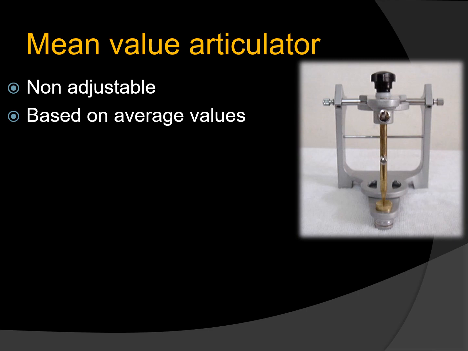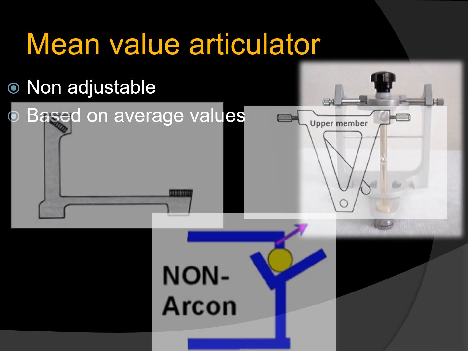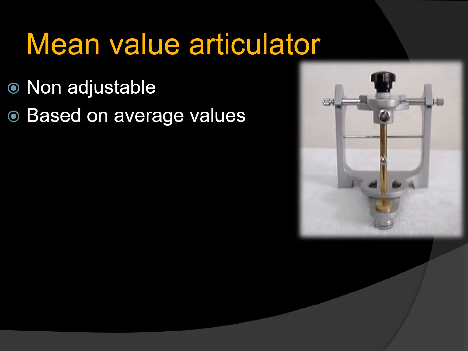And we also know that this articulator is a non-arcon articulator. Why? Because the condylar element is attached to the upper member of the articulator. So this is the condylar element which is attached to the upper member. You can see this is the condylar element in a mean value articulator, and the condylar guidance is attached onto the lower member of the articulator. So this is a non-arcon articulator.